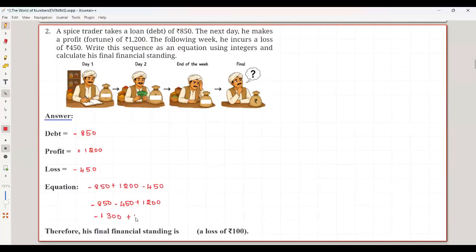Minus 1300 plus 1200. So both are having different signs, right? Subtract the numbers and keep the greatest sign. So we'll be getting 1300 minus 1200, which is 100 rupees. Therefore, his final financial standing is minus 100. That means a loss of rupees 100.